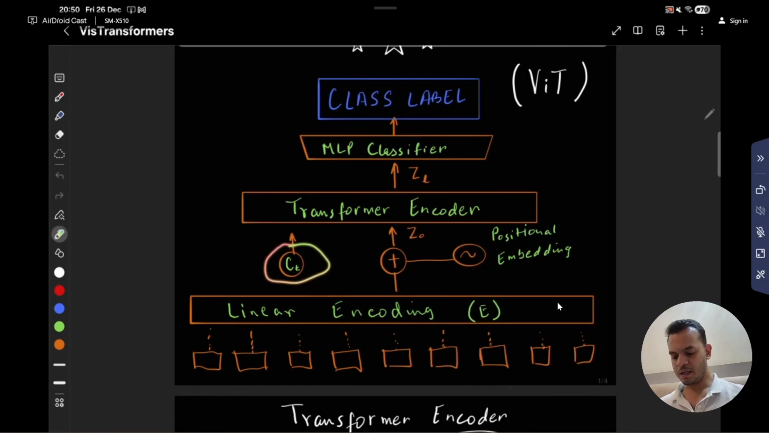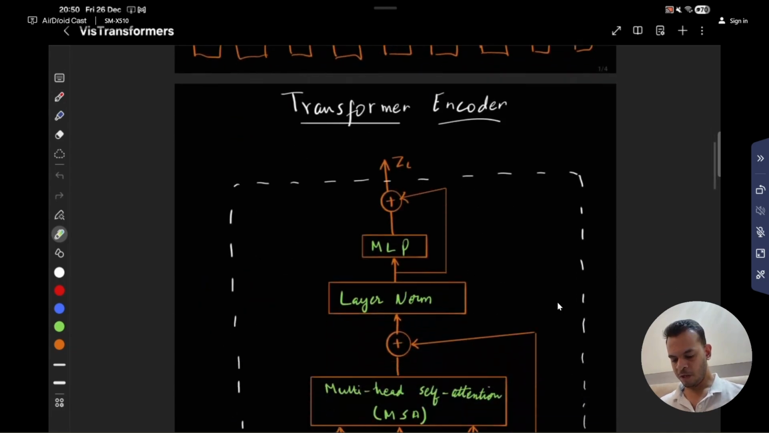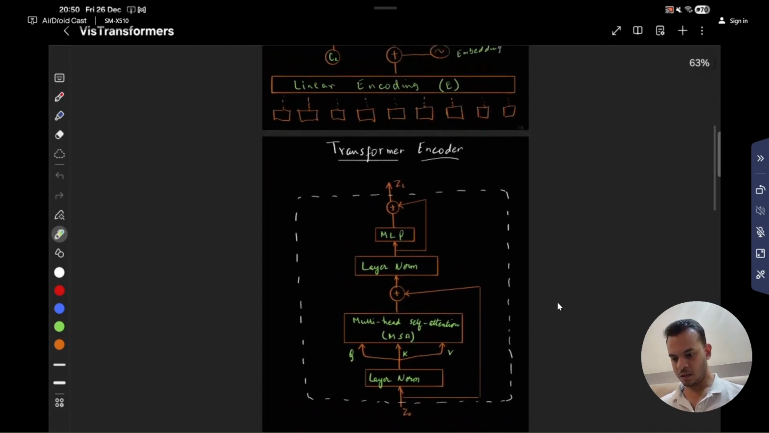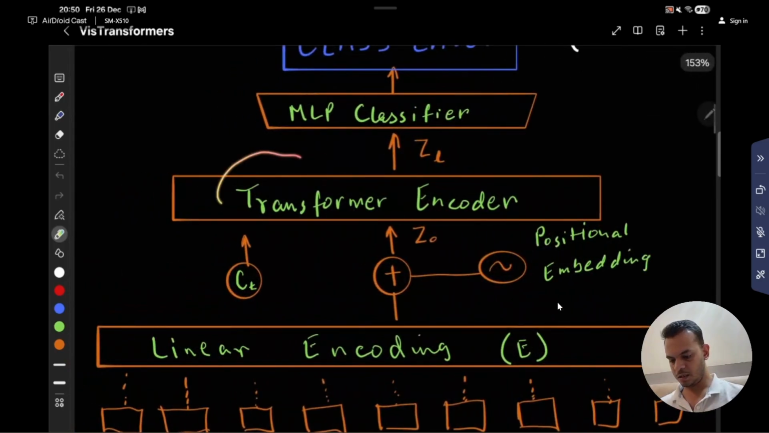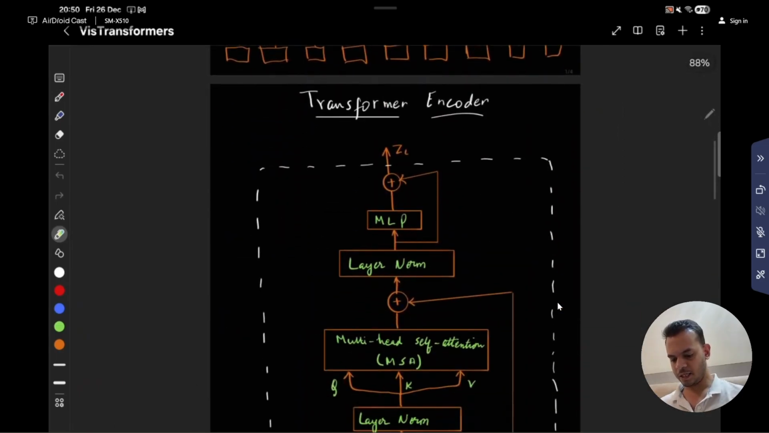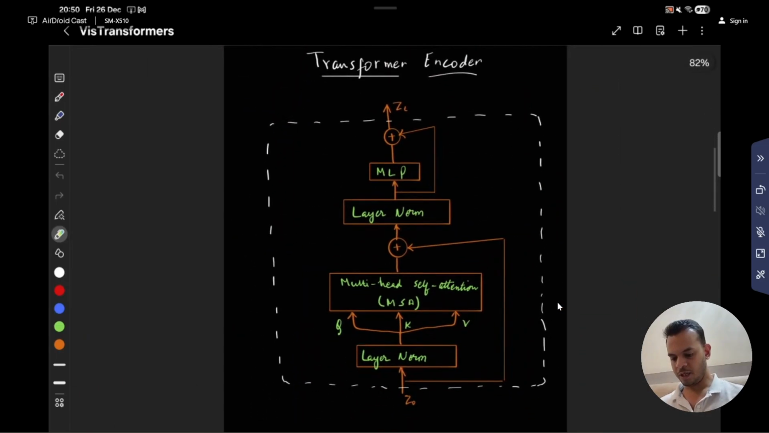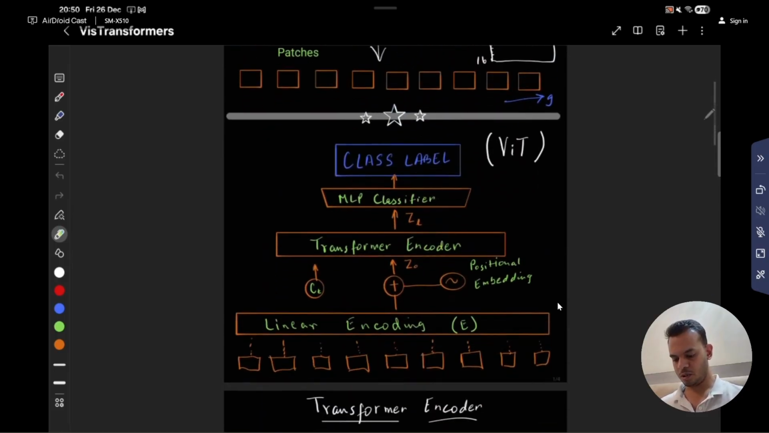class token is added. Now we are almost at this point, so now we will be entering into the transformer encoder part, and we will see how the transformer encoder works for the vision transformer. So the transformer encoder that you see here, this transformer encoder block, if we expand it, it looks something like this. So everything within the white dotted block is the transformer encoder, what you see here.